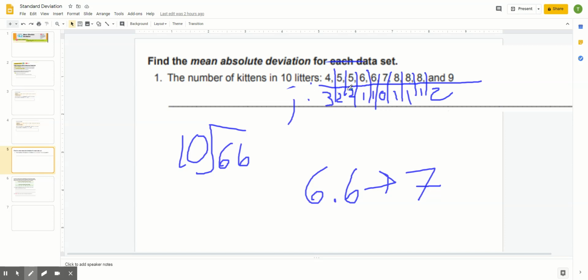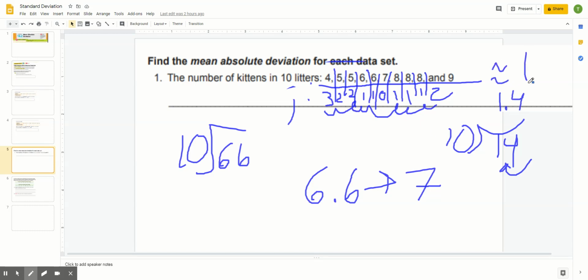So let's find the average of all the deviations now. So here we go again. 5, 7, 8, 9, 10, 11, 12, 13, 14. All right, so there we go. Divide by 10, 1.4. All right, so it is close to 1. What you would probably do on this one is use the decimal because you have 1-digit numbers there. But that's the whole idea.